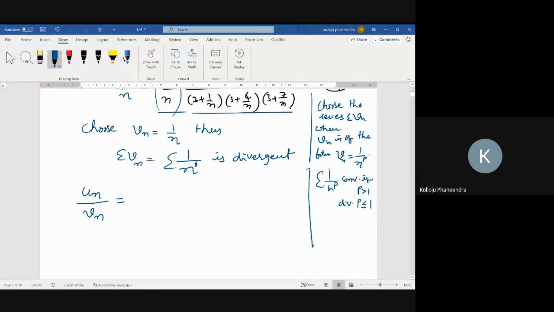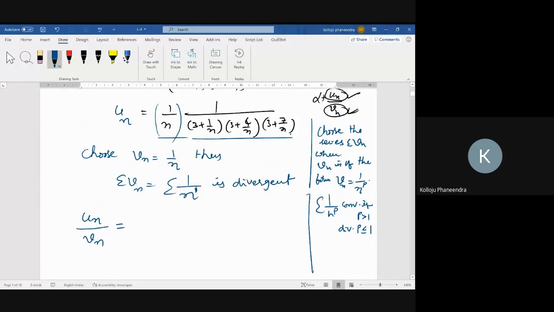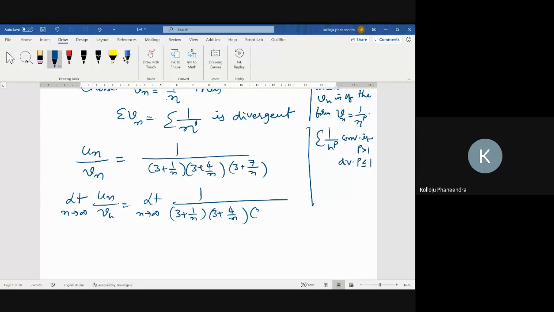Now Un by Vn is what? If I take this Un by Vn, this 1 by n gets cancelled, right? Then the remaining terms are 1 by (3 plus 1 by n), (3 plus 4 by n), and (3 plus 7 by n). After taking the Un by Vn ratio, take the limit. Limit n tends to infinity of Un over Vn equals limit n tends to infinity of 1 upon (3 plus 1 by n), (3 plus 4 by n), (3 plus 7 by n).